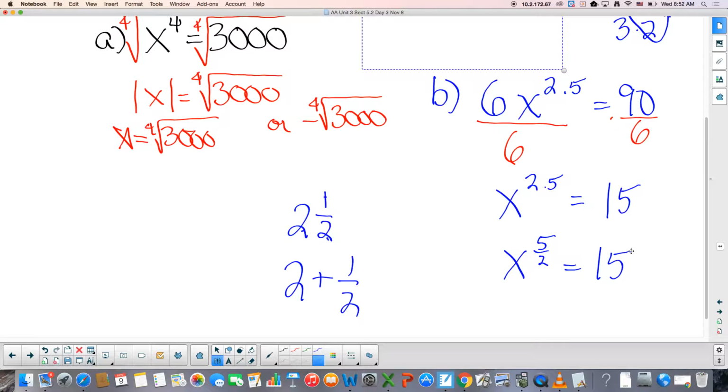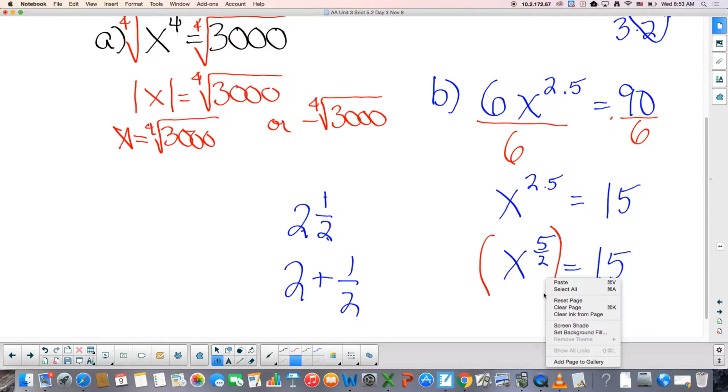How are we going to solve that? What's the opposite of 5 halves? Raising the 5 halves. I want that exponent to be 1. So I'm going to raise it to what? Anybody got a guess? Don't be afraid. What? 2 over 5. I heard that.